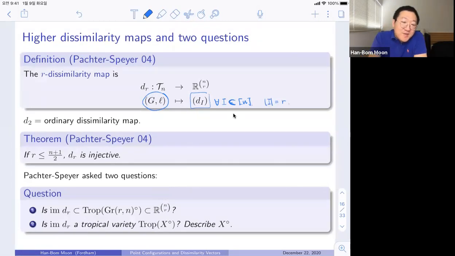The second question, well, you may wonder whether the image of DR is equal to the tropical Grassmannian, because it was true when R is 2. But because of some obvious reason, their dimensions are different, so this is not true. So one can expect that the image of DR is contained in the tropical Grassmannian. That was one question. The second question is: is the image of the R dissimilarity map a tropical variety or not? If it is a tropical variety, then it is a very tempting question to find the ordinary variety X whose tropicalization is equal to the image of the R dissimilarity map.